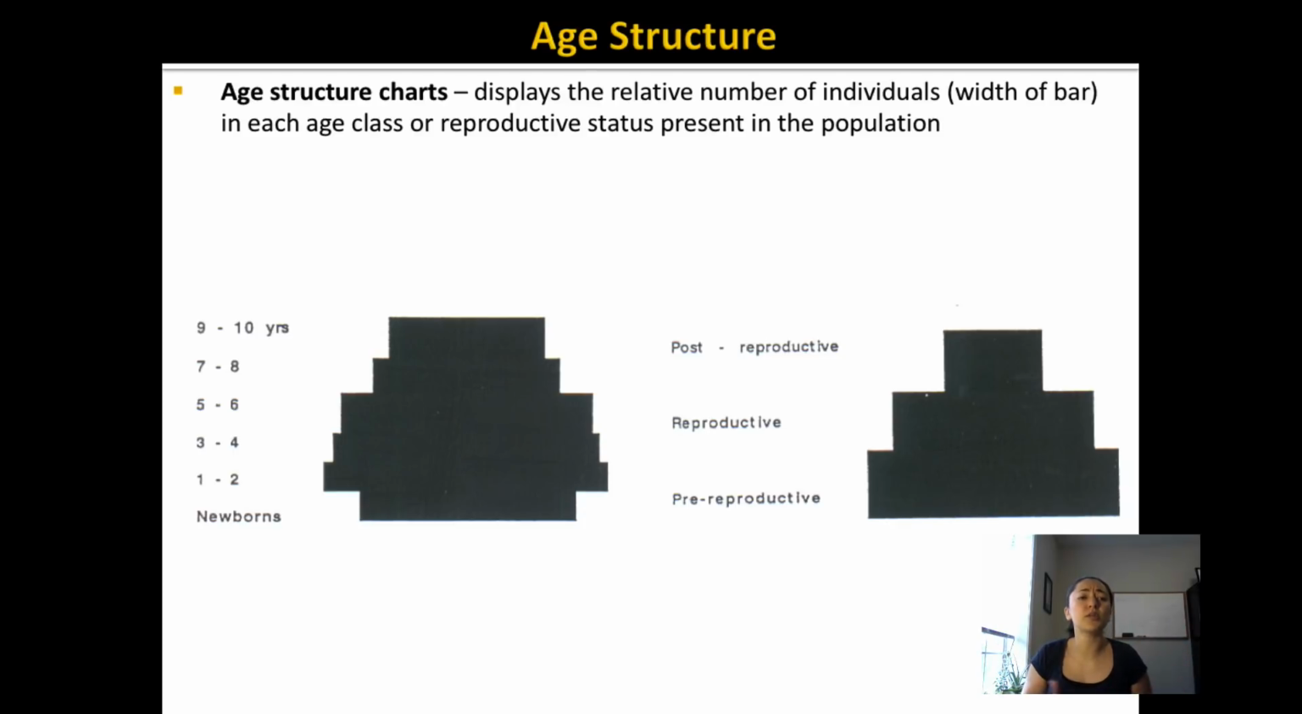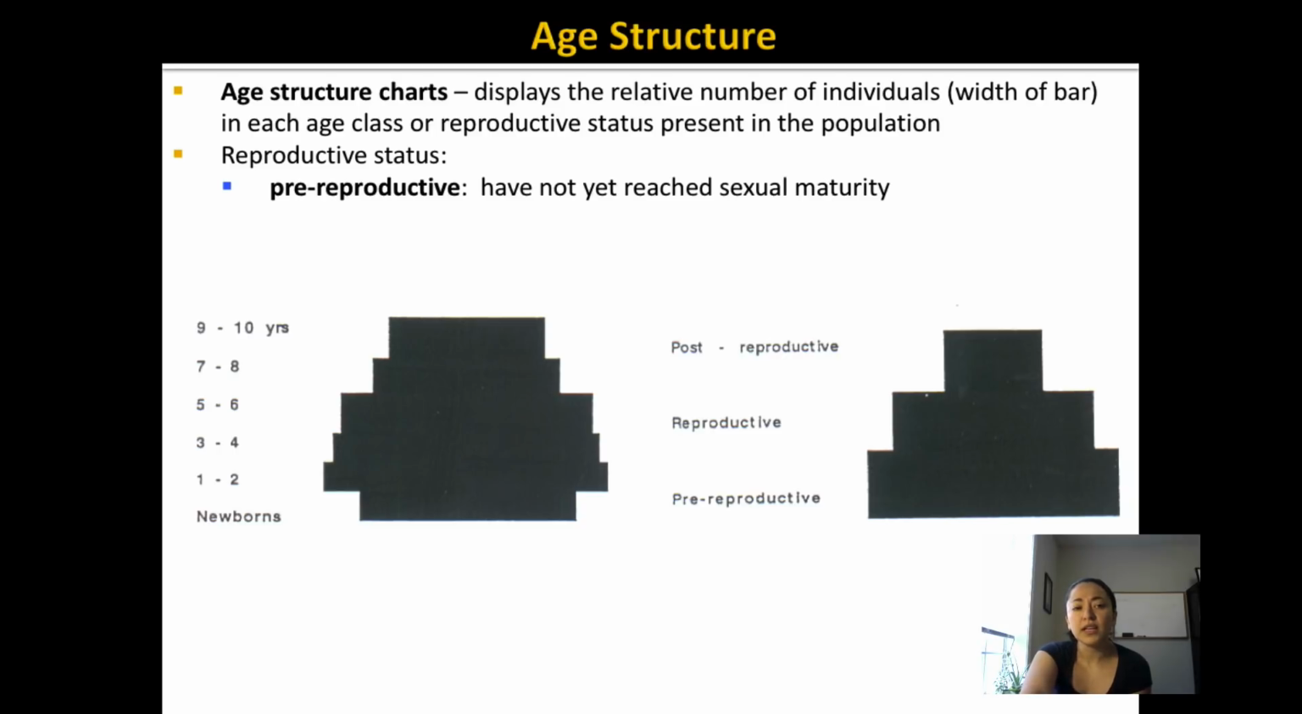So we can construct what's called an age structure chart. This displays the relative number of individuals in each age class or reproductive status. Notice when you construct an age structure chart, the younger individuals are always on the bottom of the chart, and the older individuals are near the top. On the left here, this age structure chart is displayed by looking at the different age classes, whereas on the right, we're looking at the reproductive status of individuals in the population.